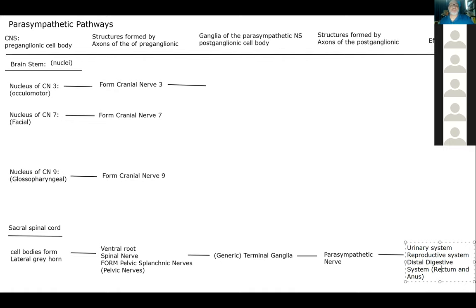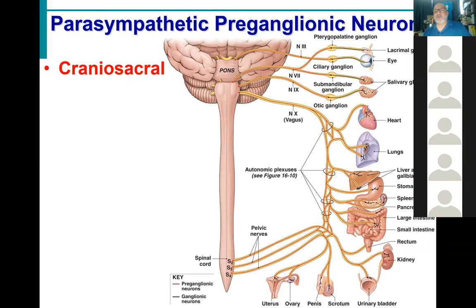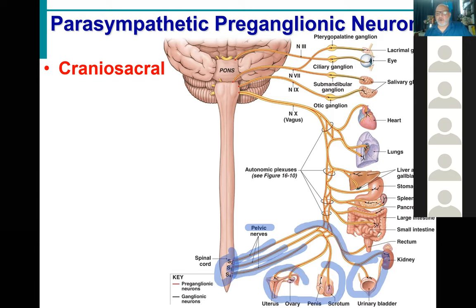And if we cheat and go back to the illustration, that is exactly what we see down here. Notice as we look at this pathway, as we were talking about before, starting in the sacral spinal cord, preganglionic neurons come out and form those pelvic nerves, or what we also call the pelvic splanchnic nerves, and they go to the urinary system, to the reproductive system, or to the distal part of the digestive system. So just that easily, we have drawn the parasympathetic pathway to these three major groups of organs.